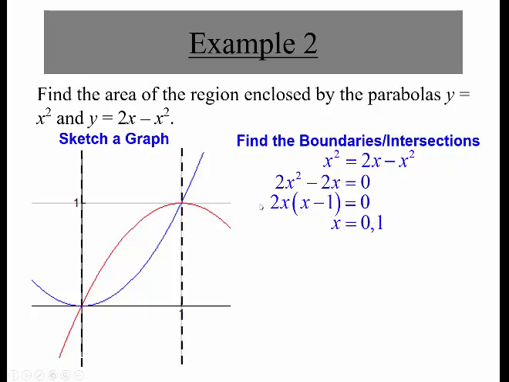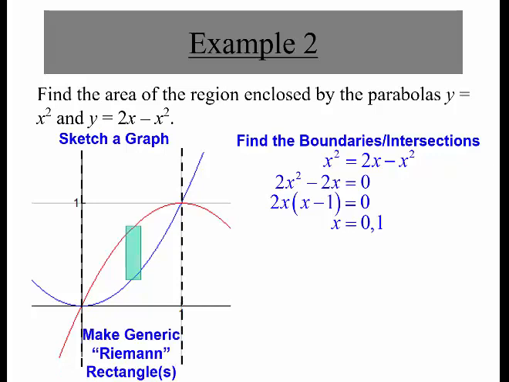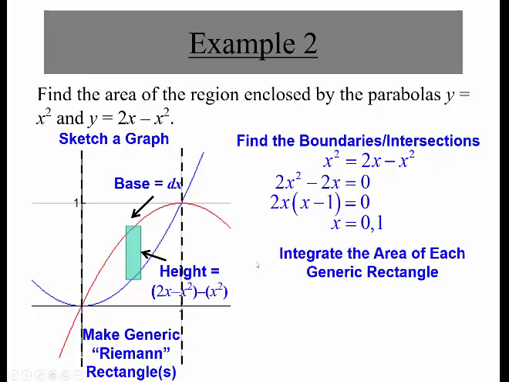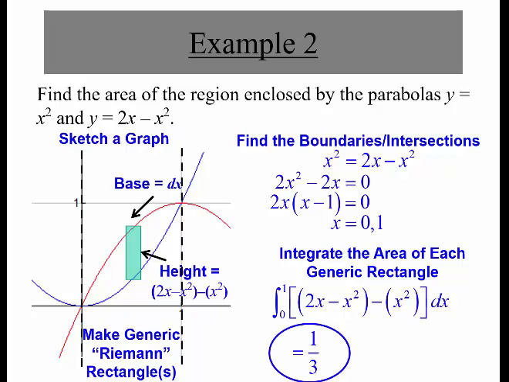I'm going to put them there with the vertical dashed line. Just like I did before, I make the generic rectangle. My width, my base, is dx. My height, you're going to take the top graph and subtract the bottom graph. So when you correctly set up the integral here, when we integrate the area of each rectangle, I get this. So I'm integrating from 0 to 1 of that area. And if you integrate that correctly, you'll just get 1/3.